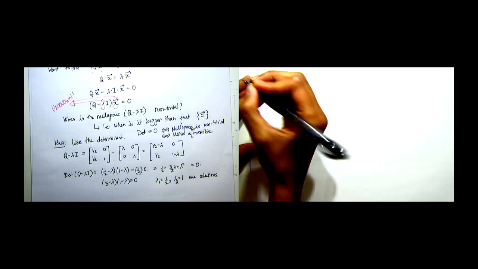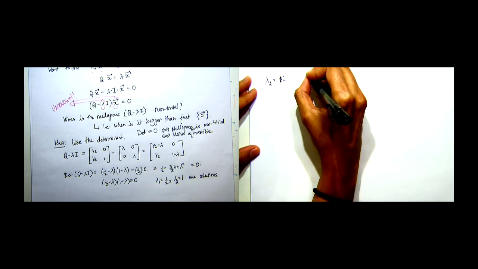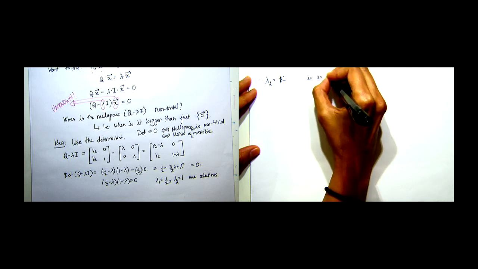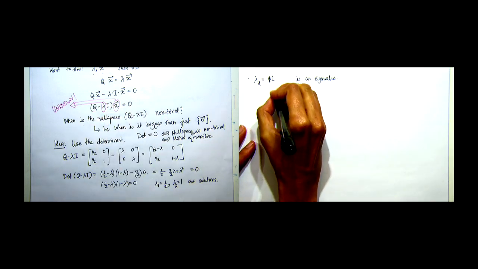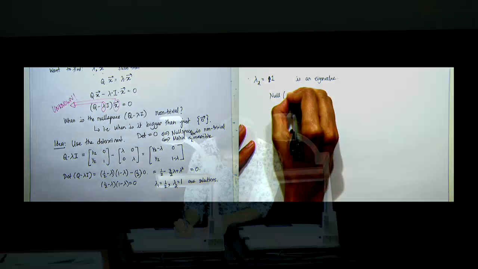We consider now lambda 1 equal to 1. Or, let's choose the first one. Which one should we do first? Let's do lambda 2 equal to 1 first. It is an eigenvalue. Okay? Now we want to find all of the vectors in this null space. If I tell you the value of lambda here, are we now in a situation that we are comfortable with? Yes, right? Now we have to compute the null space of Q minus lambda 2 I.